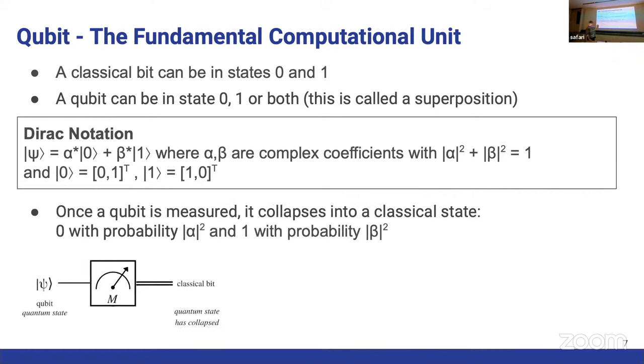Once we measure a qubit, it collapses into either one of those basis states. And we can also tell some information about the probability, which is stored inside the coefficients. If we take the amplitude of the coefficient and square it, we get the probability that the qubit collapses into either one of those basis states. As long as the qubit is not collapsed, information can be stored inside the variables alpha and beta.